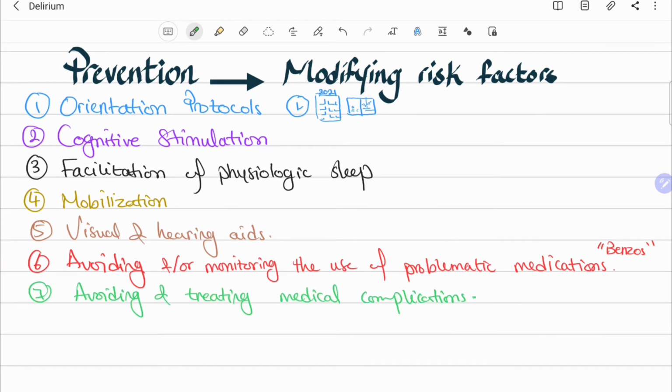We can also make sure that we're avoiding and treating medical complications. A number of medical conditions are known to cause or aggravate delirium. These should be managed aggressively and prevented where possible. And finally, managing pain, which may be a significant risk factor for delirium in itself.